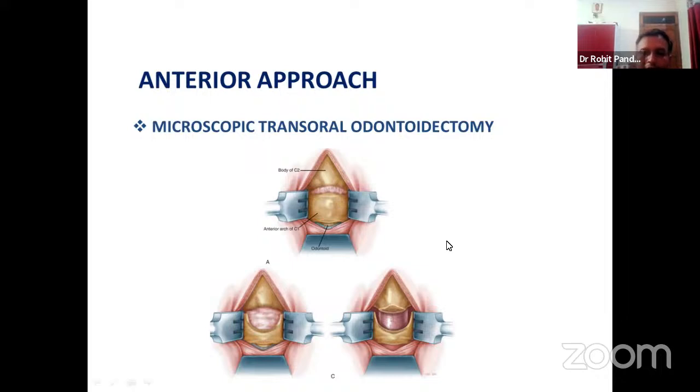And later on, the patient needs more, because many ligaments like the apical ligament, which are attached to the dens tip, are dissected in this technique. So we need further stabilization of the craniovertebral junction by the posterior approach.